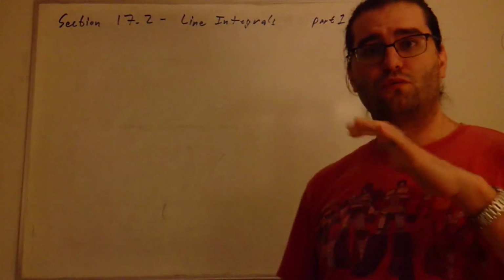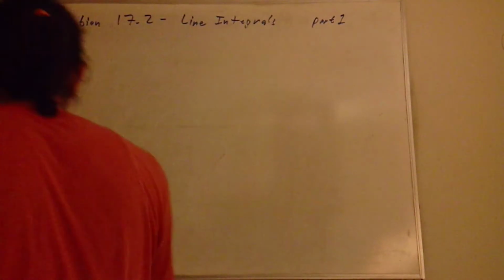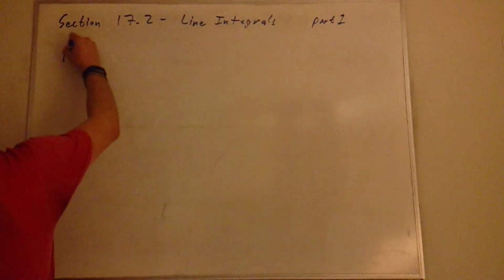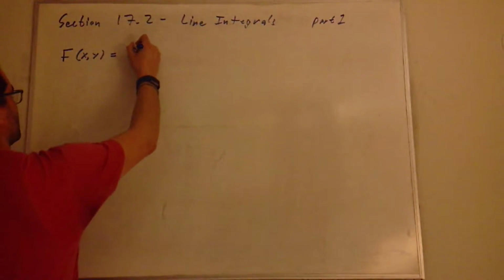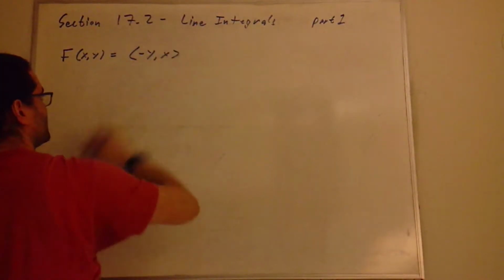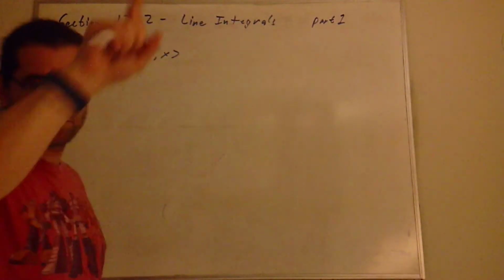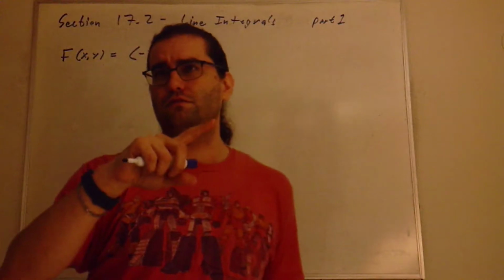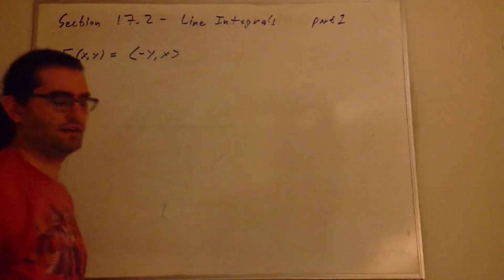I'm just going to start with an example. And the example that I want to start with is, let's say that the vector field we have, F of x, y, is, I'm going to use the toilet flush field, negative y comma x. This is my vector field. Standard issue, counterclockwise toilet flush. That's that.